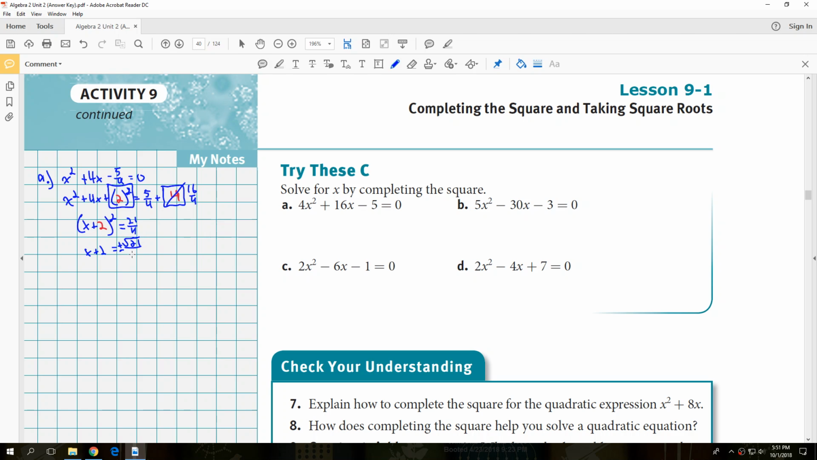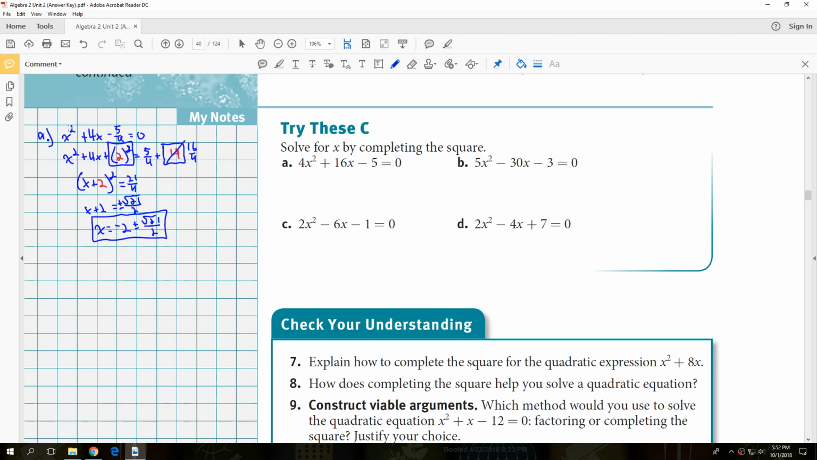Divided by the square root of 4, which is 2, which means that x is equal to negative 2 when I subtract that over, plus or minus the square root of 21 divided by 2. And there you go. There's your answer. Completing the square. Those are your two solutions from a quadratic, and we always expect two solutions.